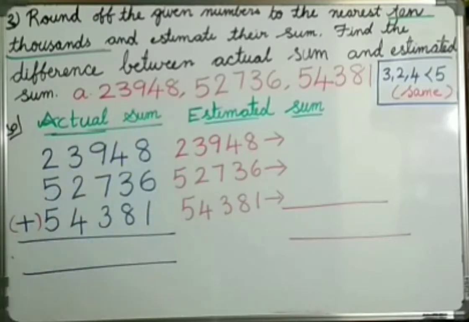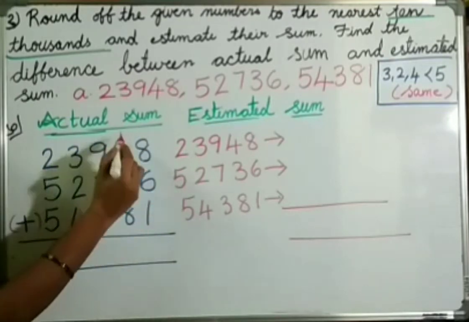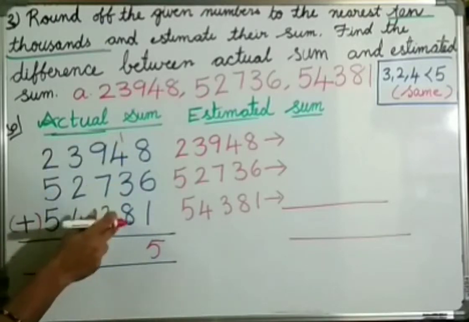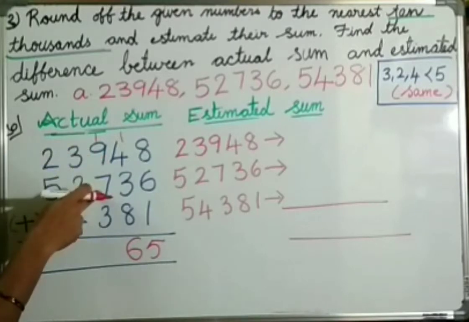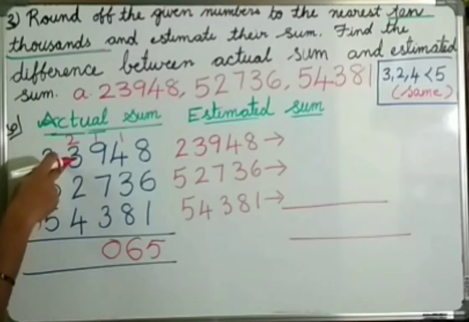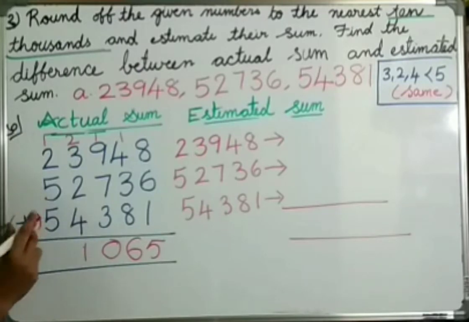54,381. First add the ones places. 8 plus 6 is 14, 14 plus 1 is 15. 1 plus 4 is 5, 5 plus 3 is 8, 8 plus 8 is 16. 9 plus 1 is 10, 10 plus 7 is 17, 17 plus 3 is 20. 3 plus 2 is 5, 5 plus 2 is 7, 7 plus 4 is 11. 1 plus 2 is 3, 3 plus 5 is 8, 8 plus 5 is 13.